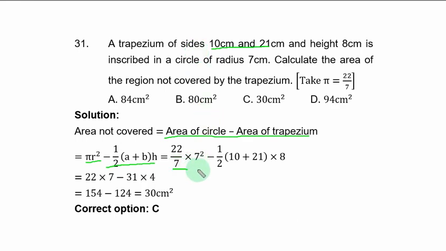You have everything in this form. If you simplify, you have 22 times 7. You know, 7 squared is 49, divided by 7 is 7. Minus, you divide 8 by 2, you have 4. If you add here, you have 31 times 4 in this form. And you have 154 minus 124, and that is 30 squared centimeters. 30 squared centimeters. C is the correct option.